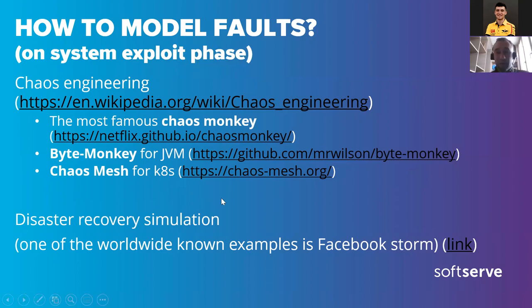Another thing is disaster recovery simulation. The difference between chaos engineering and disaster recovery simulation is really big. In chaos engineering, something happens under the hood and you don't directly manage it, while this is a really manageable procedure. It usually happens at some period of time, like Saturday evening or Friday evening, when your system is not under load or not many users use it. You just simulate the disasters and see how the recovery happens.